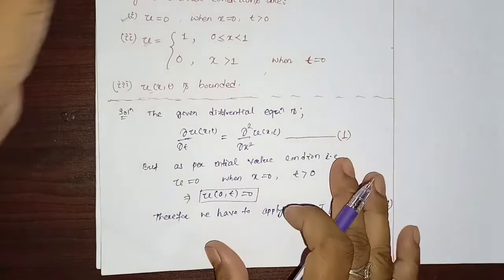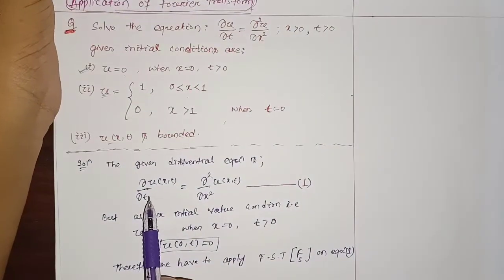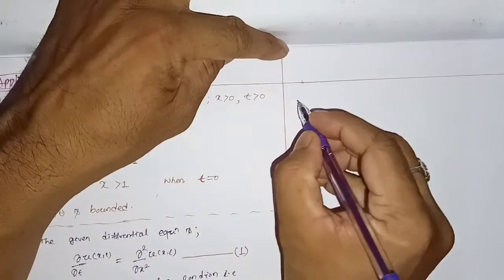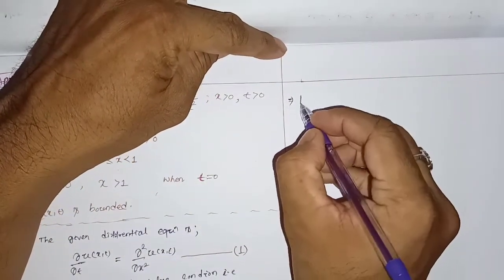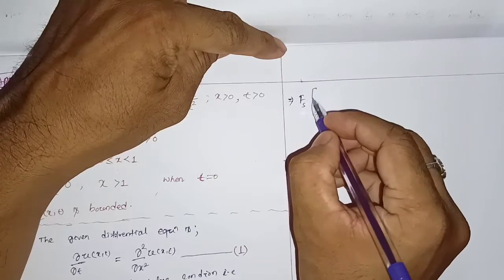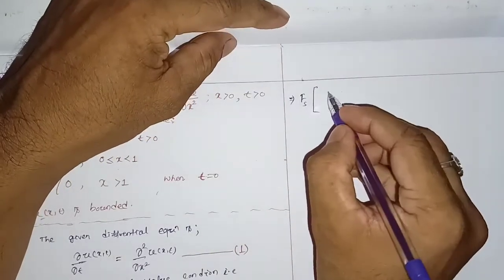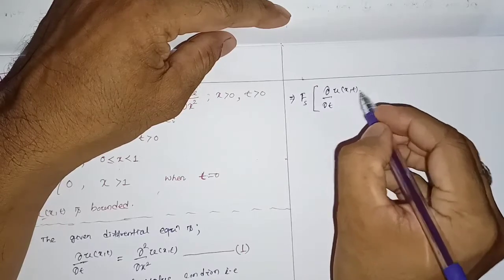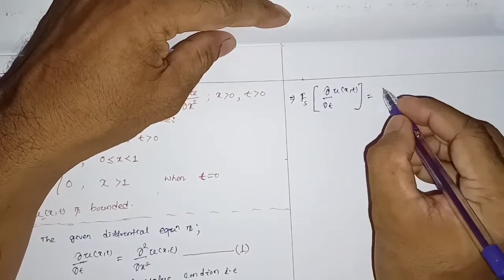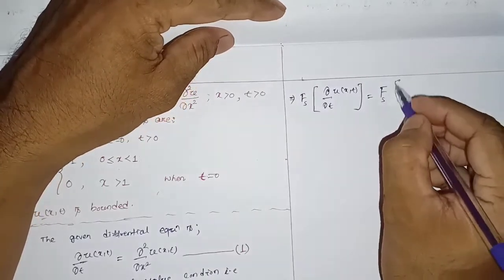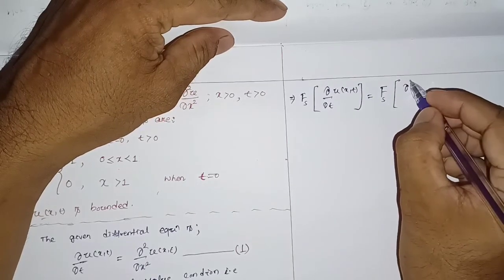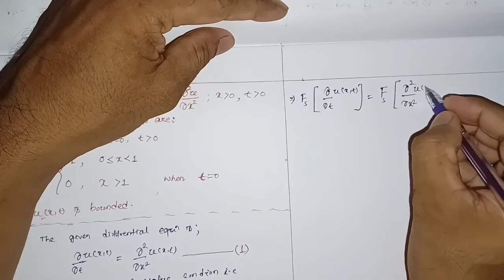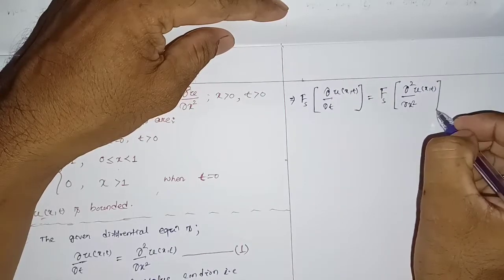If we apply it, Fourier sine transform will be applied on the left hand side and right hand side of equation number 1. So Fourier sine transform is applied on the left hand side of equation number 1, that is del by del t of u(x,t), equal to Fourier sine transform applied on the right hand side of equation number 1, that is del square by del x square of u(x,t).